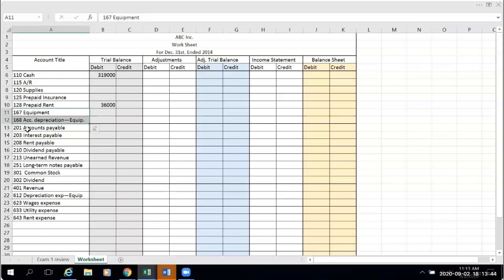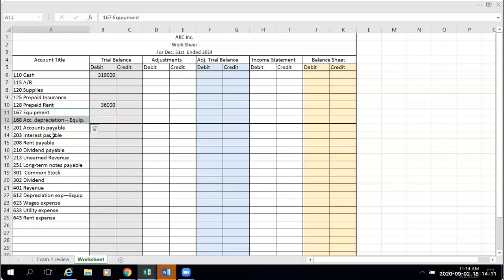So let's go to accounts payable. After assets are done in the classified balance sheet, you have 2 types of liabilities you need to show: current liabilities and long-term liabilities. Current liabilities are liabilities that need to be paid within a year. Long-term liabilities are liabilities that need to be paid after longer than 1 year. So let's say long-term notes payable. That's a long-term liability.